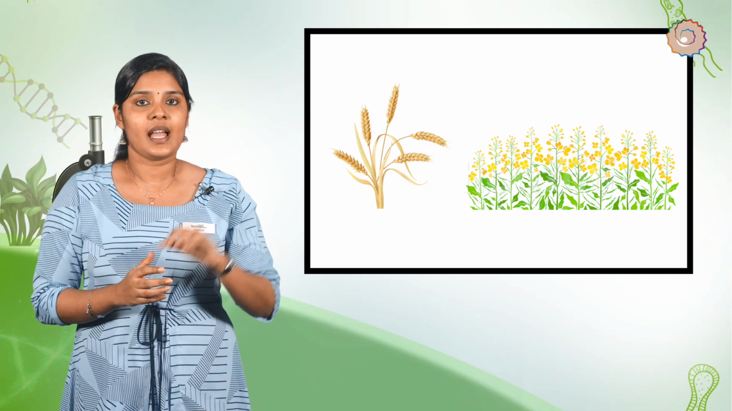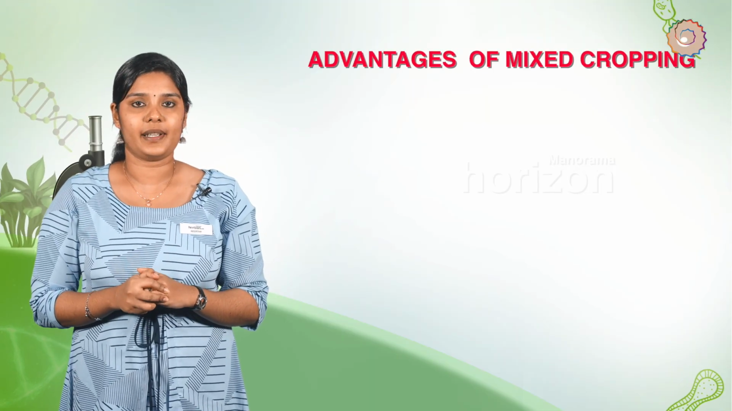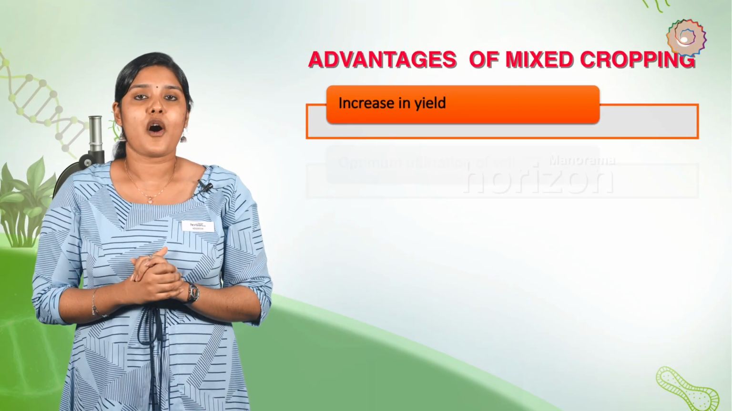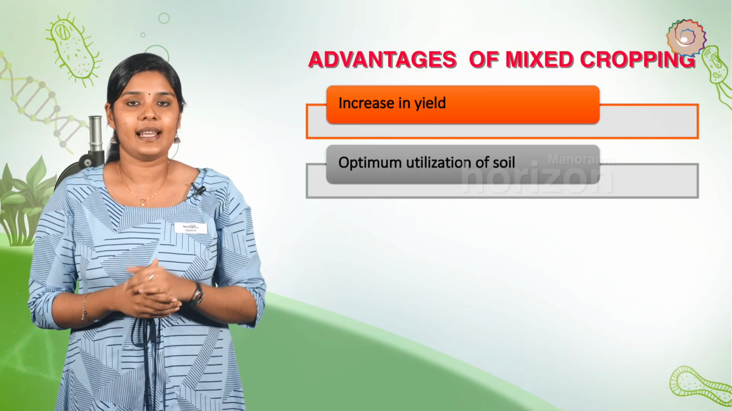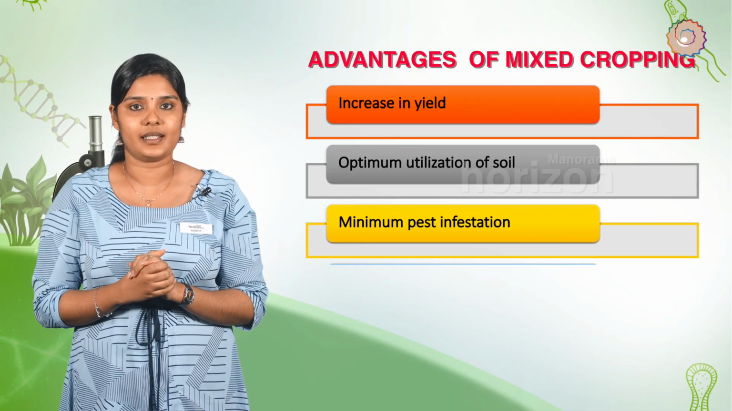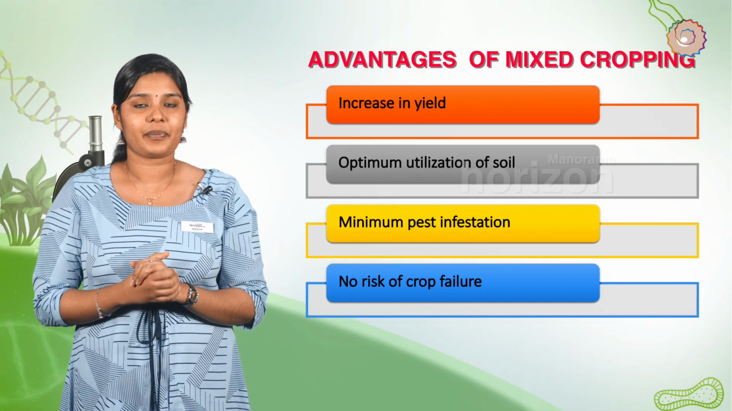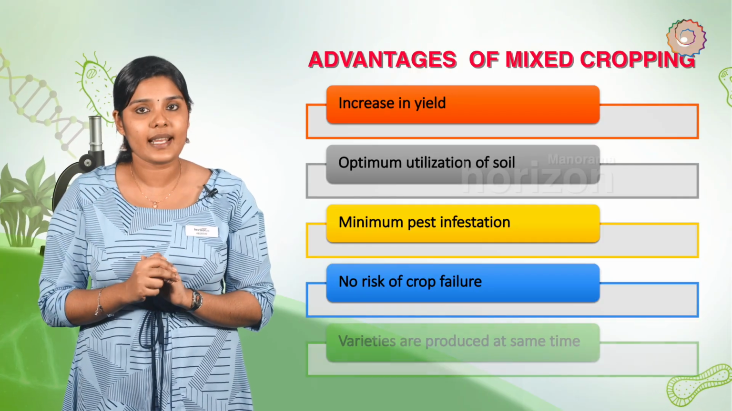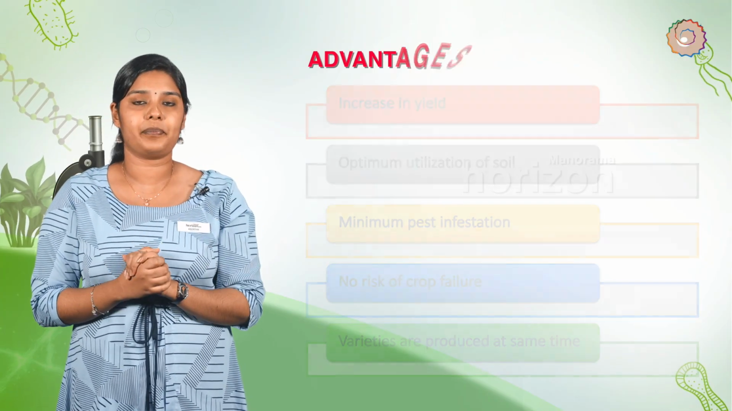Some important combinations used by farmers during mixed cropping are wheat and mustard, groundnut and sunflower, barley and chickpea, etc. Advantages of mixed cropping: increase in yield, optimum utilization of soil, minimum pest infestation, no risk of crop failure. Farmers can harvest varieties of produce at the same time.